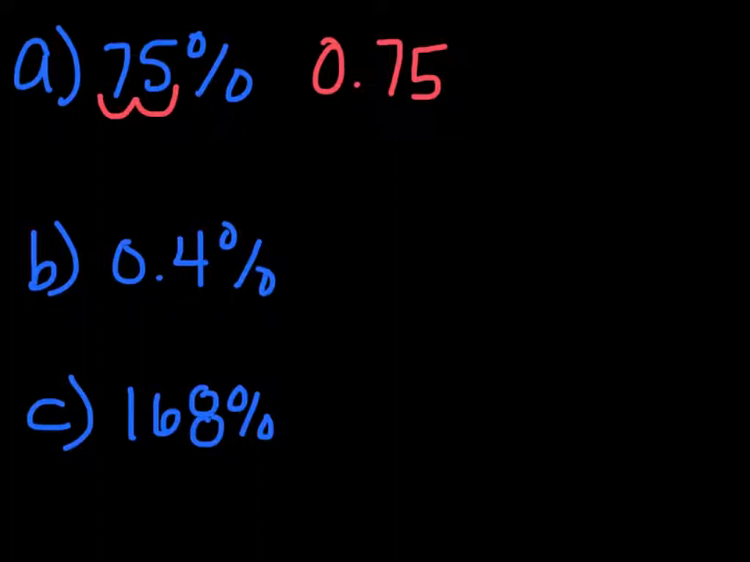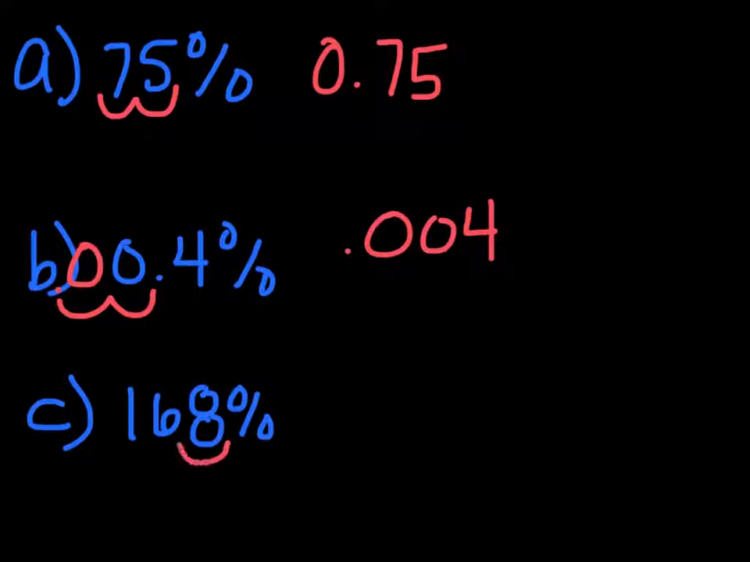0.4%, we're going to move our decimal point 2 places to the left. Got to add a 0 here. Our new number becomes 4 thousandths. So 4/10 of a percent is the same as 4 thousandths. Finally, 168%. Move our decimal point 2 places to the left. It becomes 1.68 or 1 68 hundredths.